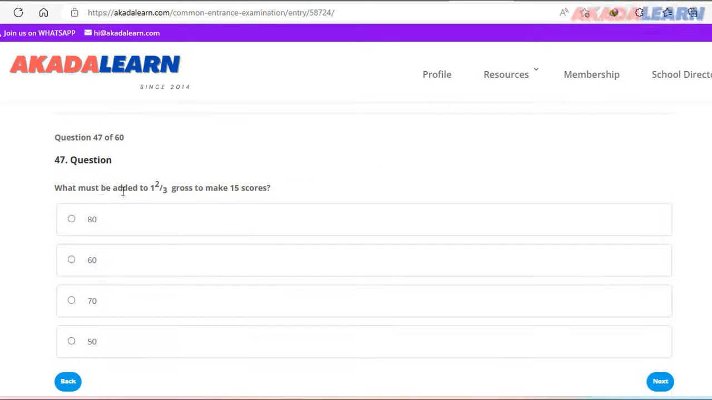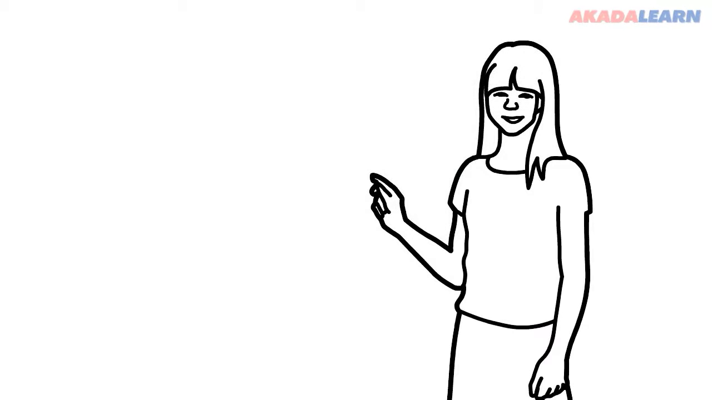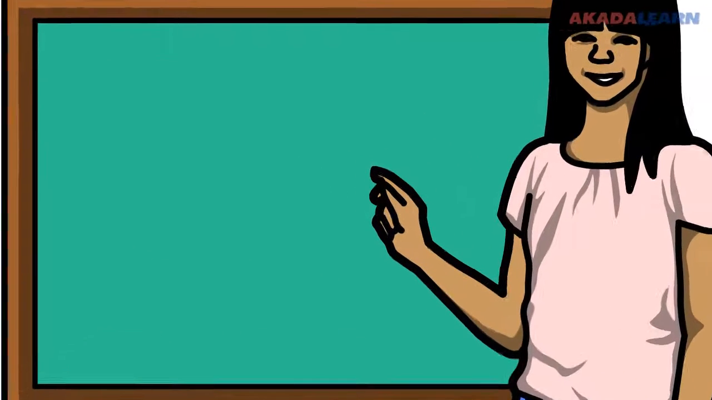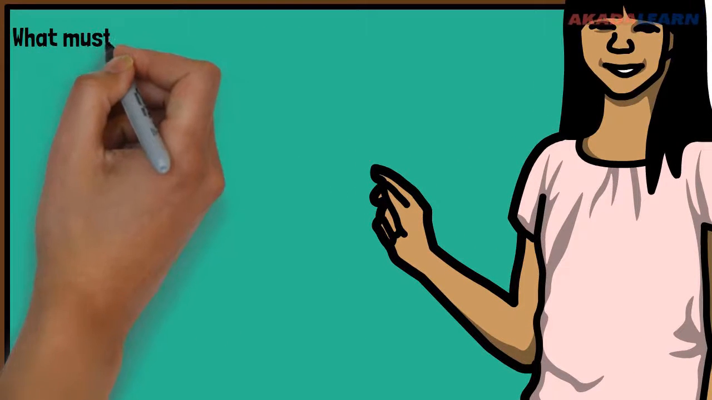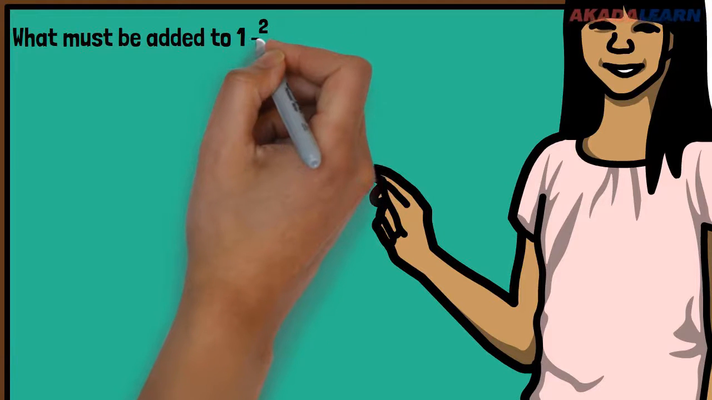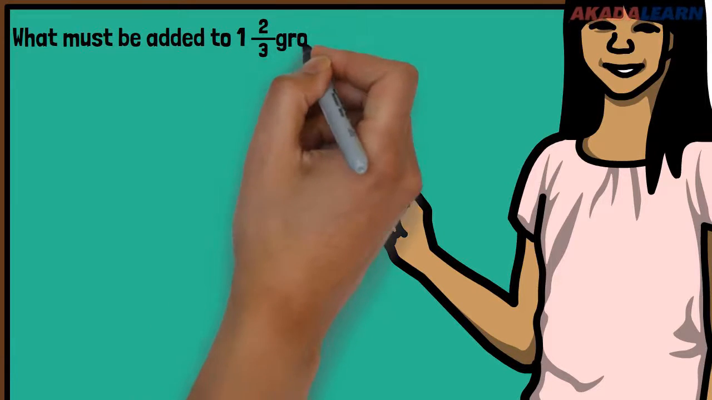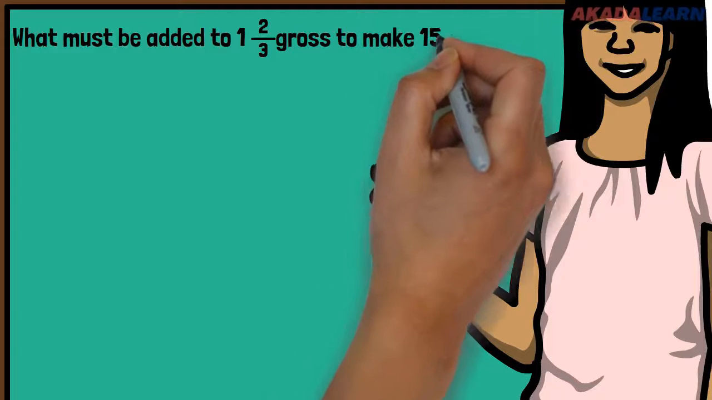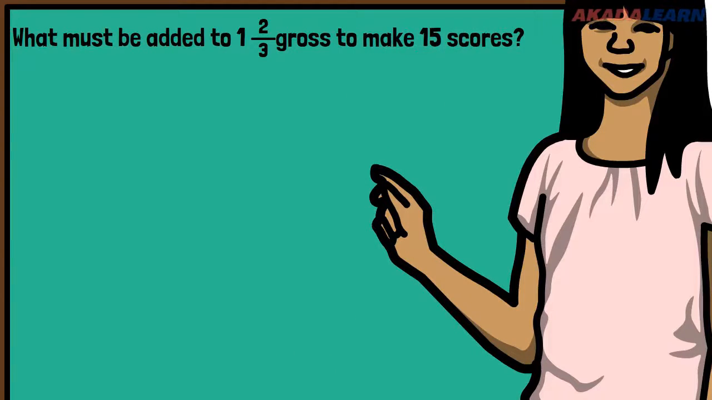Question 47. Alright, so question 47, what must be added to one whole number 2 over 3 gross to make 15 scores? So let's look at our video and see what the solution is. Okay, so let's begin with this question. What must be added to one whole number 2 over 3 gross to make 15 scores?